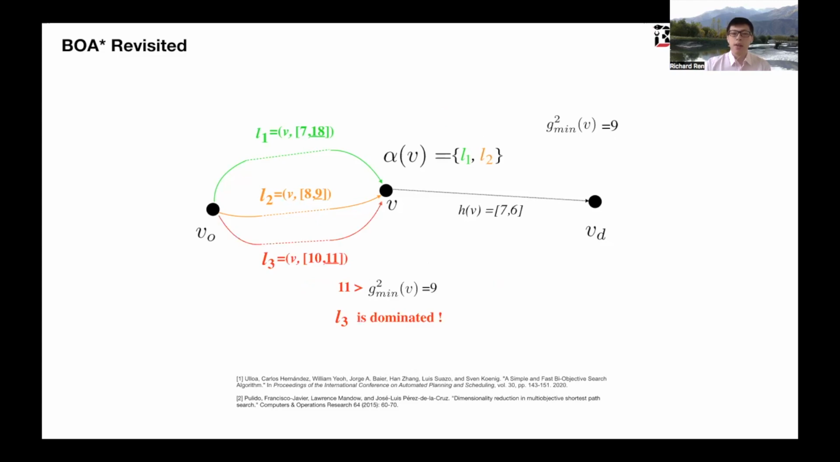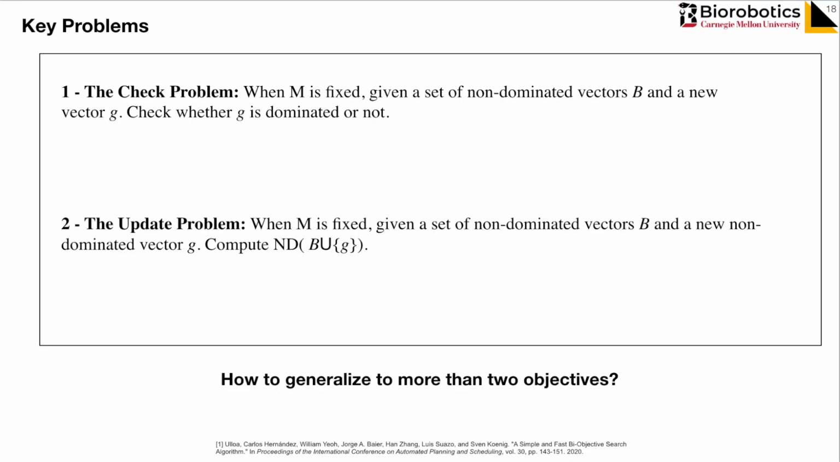9. Okay, now let's say we have a third label. And then similarly, in this case, the second component of this label, 11, is greater than G2min. Therefore, L3 is dominated and is discarded.